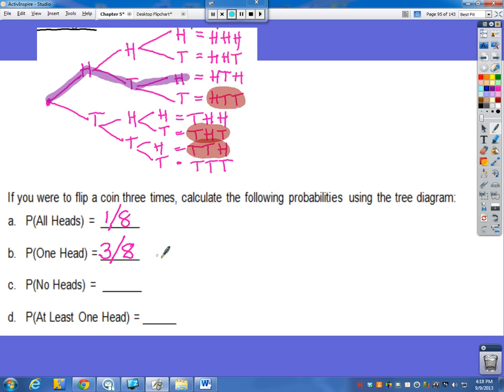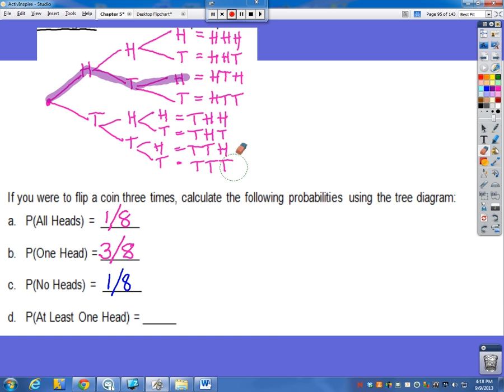All right, next, the probability of no heads. Well, how many times out of these 8 did no heads at all come up? Well, just that one right there. So again, we're talking 1 out of 8 ends up being no heads.